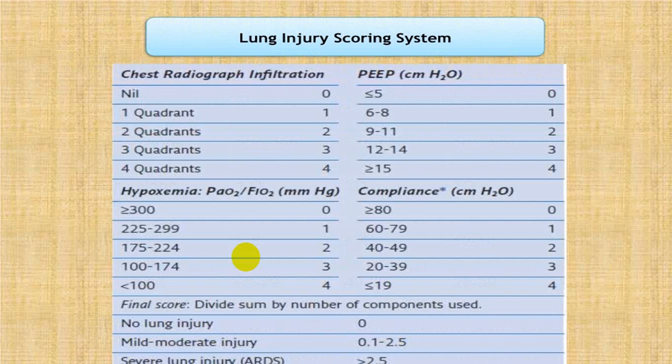This is the lung injury scoring system. You can utilize chest X-ray criteria, hypoxic criteria, PIP criteria and compliance criteria. And depending upon that, if the score is 0, there is no lung injury. If it is between 0.1 to 2.5, then it is called mild to moderate injury. More than 2.5, ARDS.